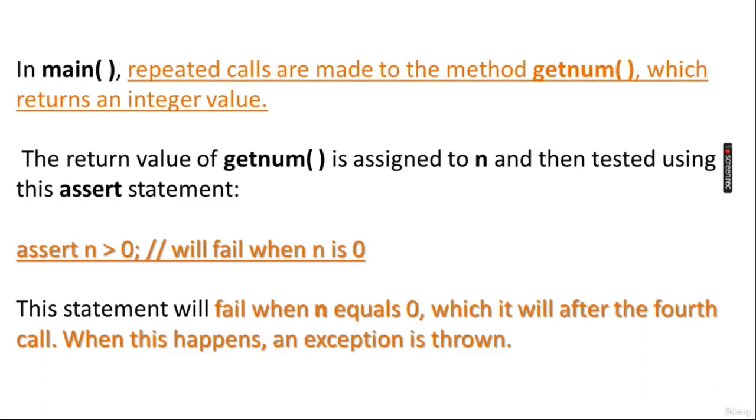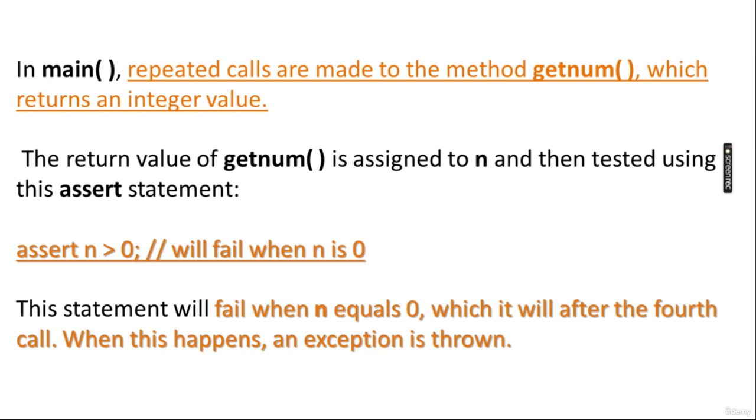Repeated calls are made to the method getNum, which returns an integer value. So from 3 going backward, 10 numbers will be called. But since after 1 comes 0, and the condition n greater than 0 fails, it will give you an assertion error. The return value of getNum is assigned to n and then tested using this assert statement. Assert n is greater than 0. This statement will fail when n equals 0, which it will after the fourth call.